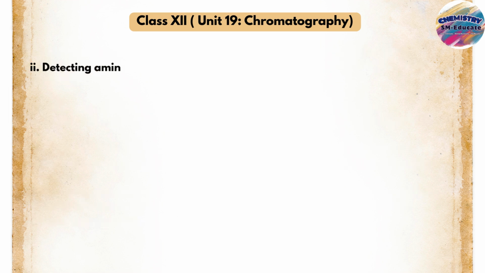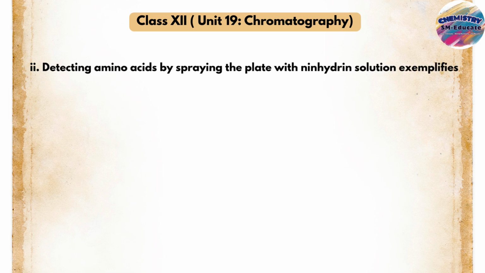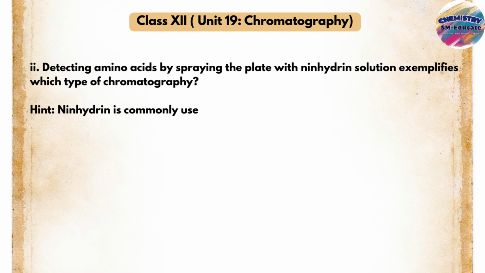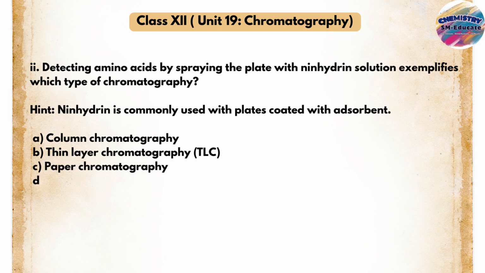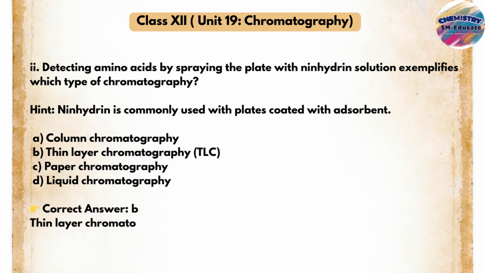2. Detecting amino acids by spraying the plate with ninhydrin solution exemplifies which type of chromatography? Hint: Ninhydrin is commonly used with plates coated with adsorbent. A. Column chromatography. B. Thin layer chromatography, TLC. C. Paper chromatography. D. Liquid chromatography. Correct answer: B. Thin layer chromatography, TLC.